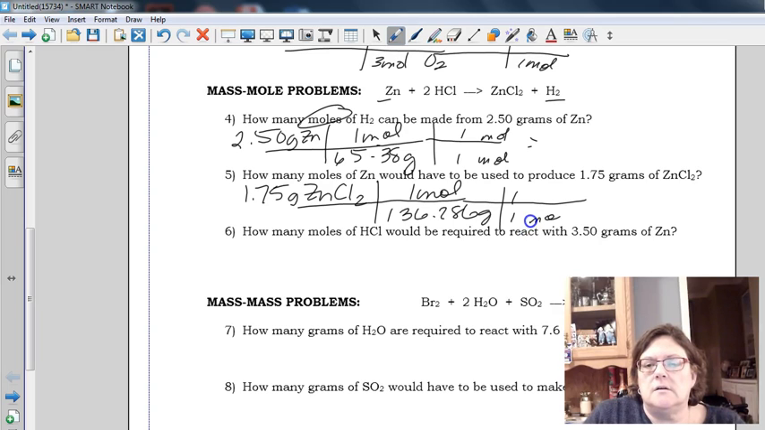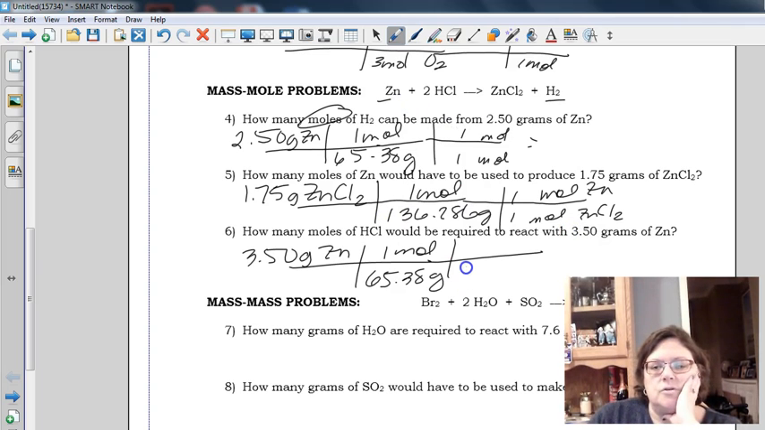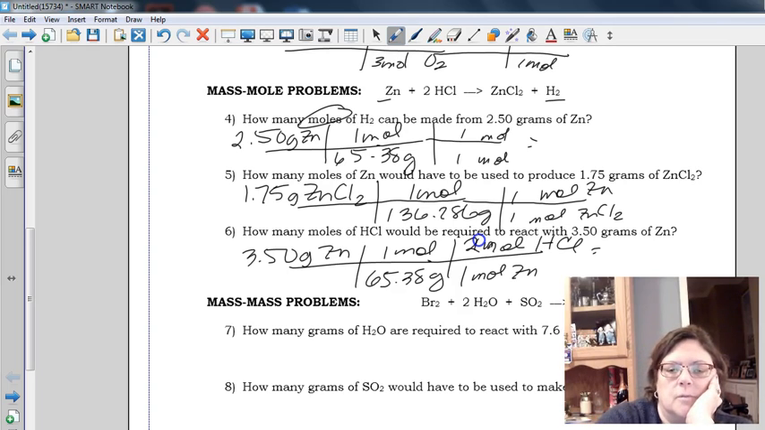Finally, .50 grams of zinc. We already know zinc because I already asked Google. We're going from zinc to hydrochloric acid. That's a 1-to-2 ratio. Our known goes on the bottom. Our unknown goes on the top. And we do our math.